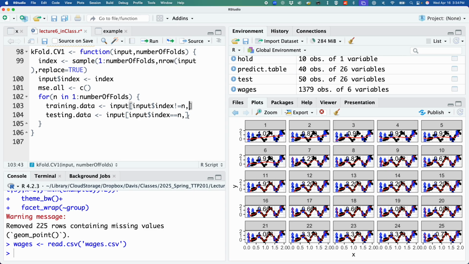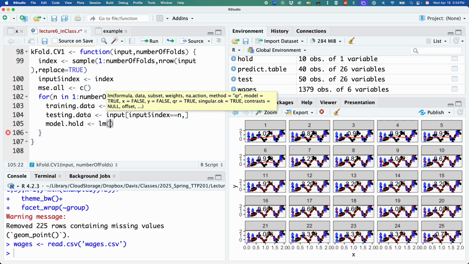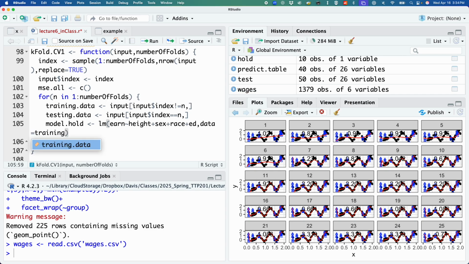And then I literally just run my model against the training data. So we're going to create something we'll call model.hold, and that'll be, right, our first one was earnings against height, sex, race, and education. Data is not our input, but our training data.